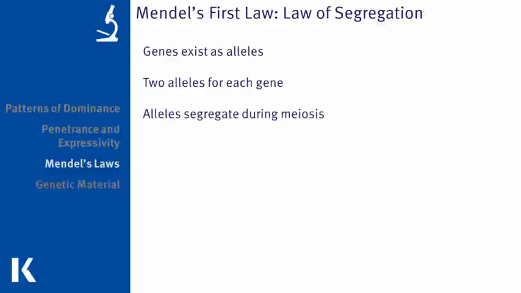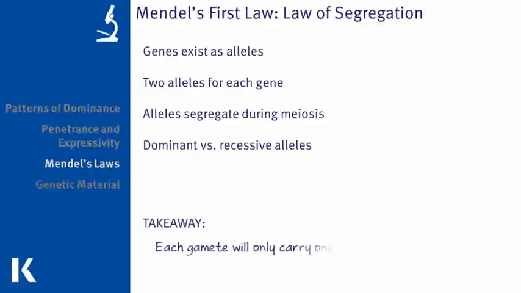During meiosis, these alleles separate into individual alleles so that sex cells contain only one allele to be passed down to offspring. These alleles are said to be dominant or recessive, where only the dominant allele is expressed. However, you must keep in mind the exceptions of codominance and incomplete dominance that we covered in this video. The most important thing to remember from this law is that each gamete will only carry one allele, allowing for genetic variation between parents and offspring.